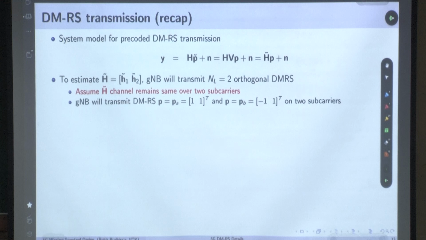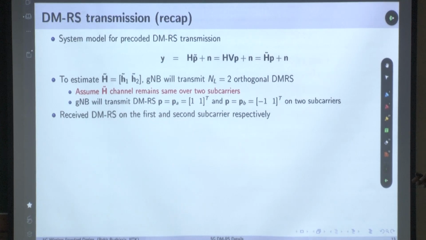Then what happens? The gNodeB will transmit first DMRS, which is the first port, defined something like this, 1 1, over the first subcarrier. This is the precoder: PA will be transmitted over the first subcarrier, and PB will be transmitted over the second subcarrier. So how will this be received? The system model will be YA is h tilde PA plus NA, and YB is h tilde PB plus NB, because you are looking at 2 separate subcarriers. That's how you are creating orthogonality. For defining a 2-port reference signal, you need at least 2 subcarriers.